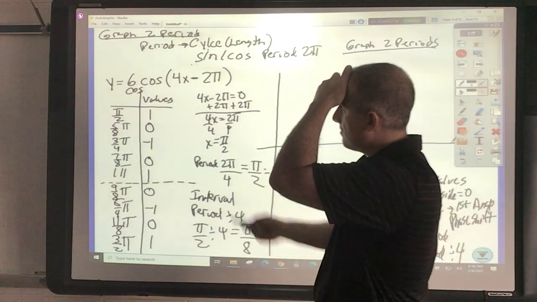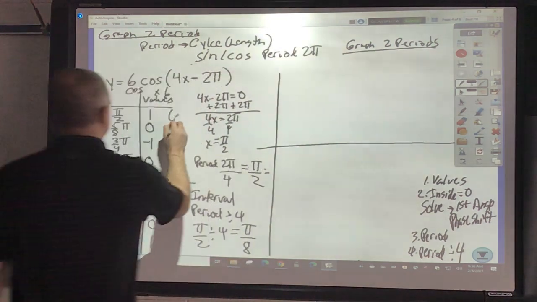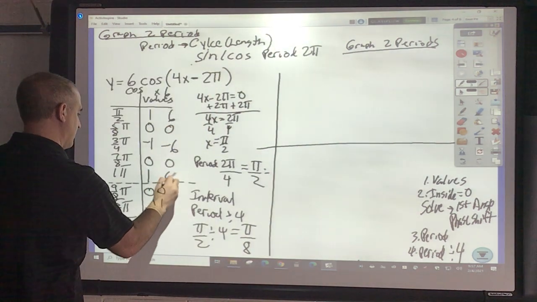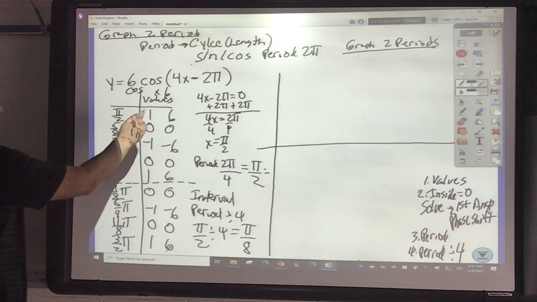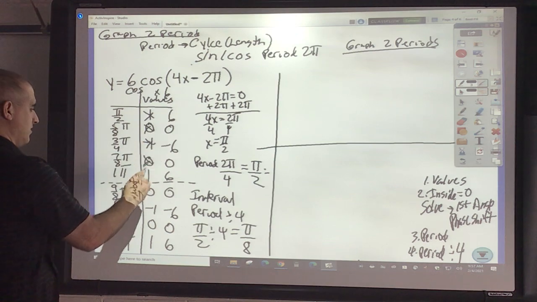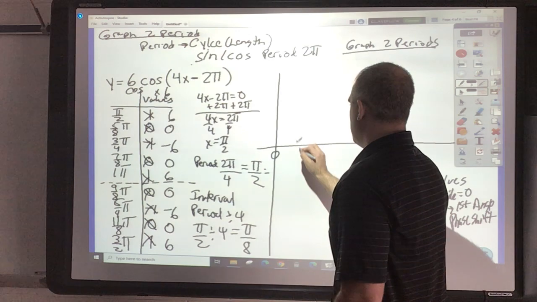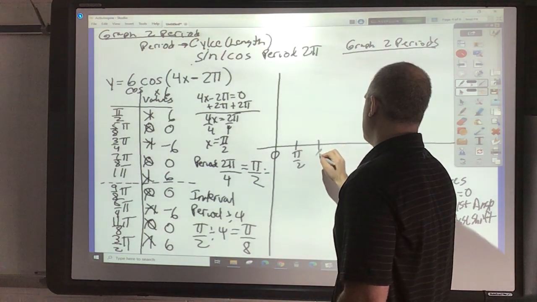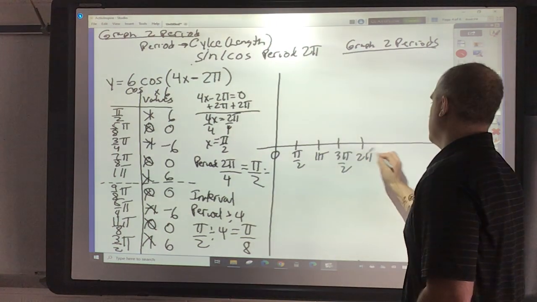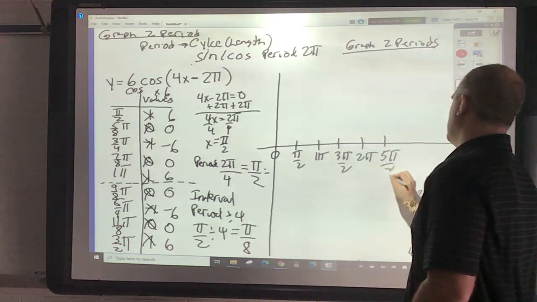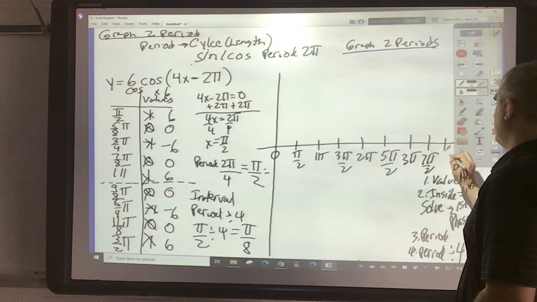Now, since I have this 6 here, I'm going to multiply all these by 6: 6, 0, -6, 0, 6, 0, -6, 0, 6. Once again, I'm going to cross those out. I'm going to start with 0, pi over 2, pi, 1 pi, 3 pi over 2, 2 pi, 5 pi over 2, 3 pi, 7 pi over 2, and 4 pi.